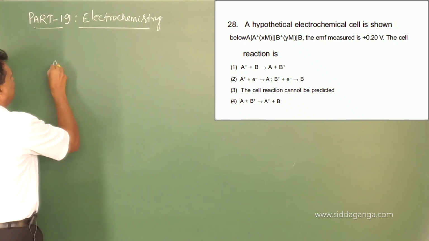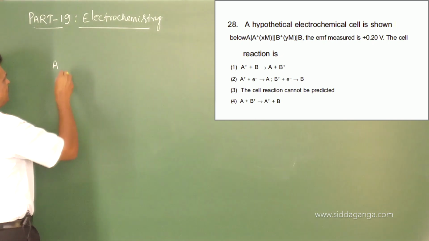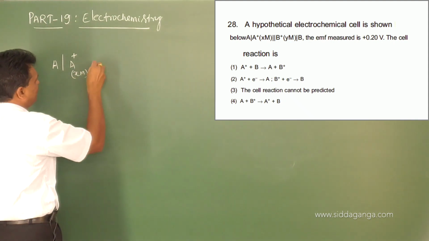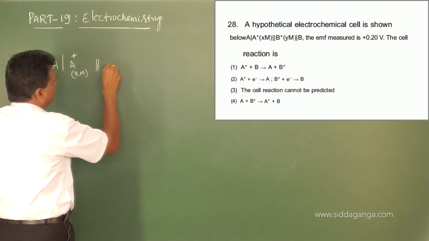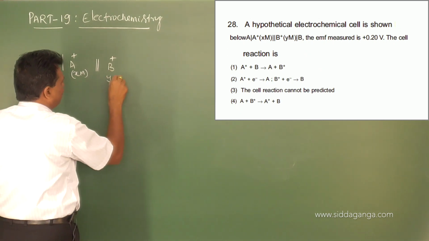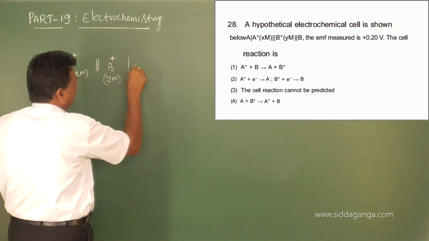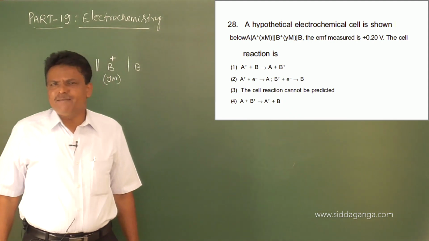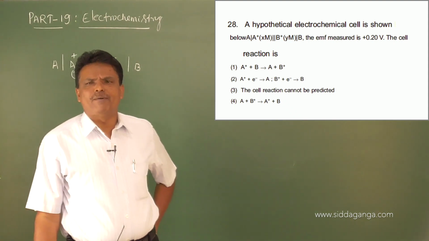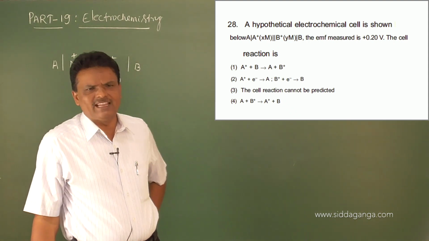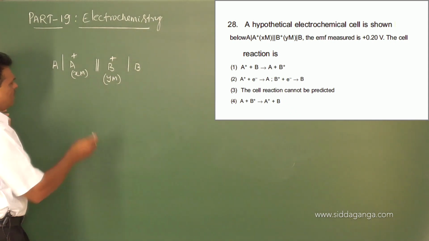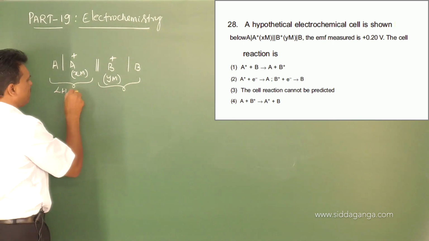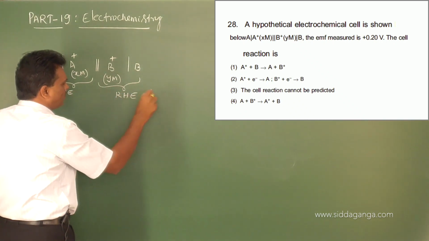A given reaction: A is separated by A plus of X molar concentration, connected through a salt bridge to B plus of Y molar concentration, B plus is separated by B. The EMF measured is 0.20 volts. Cell reaction is... So this is the left hand electrode, this is the right hand electrode.